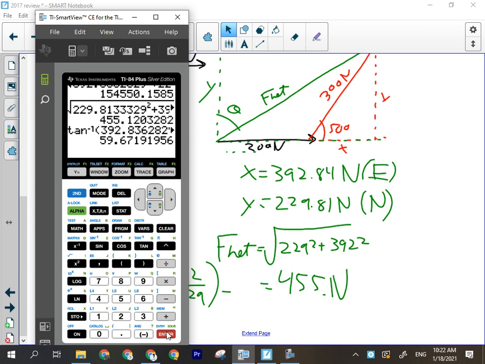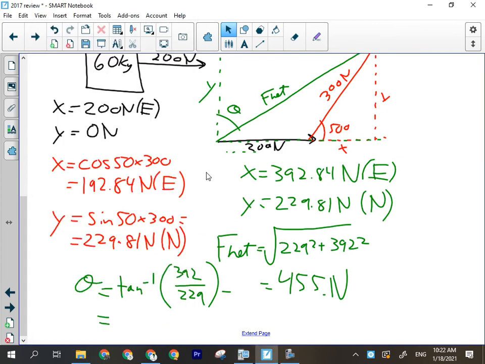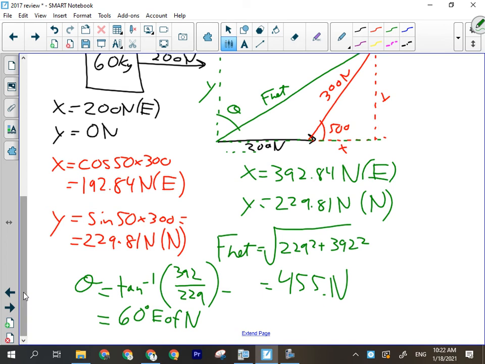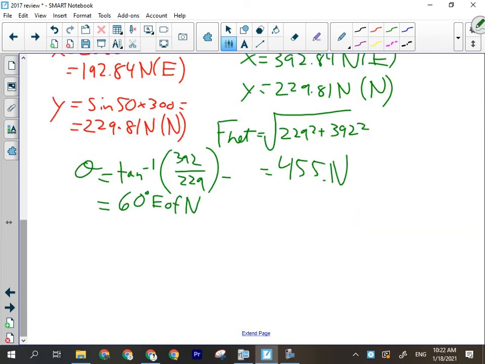Okay, so I'm getting an angle here that is 59, actually it'll be 60 degrees because I have only two significant figures, 60 degrees east of north, which makes sense given the numbers that I had. Okay, so 60 degrees east of north. Now, what do I need to do with my F net? Because the question wanted the acceleration.